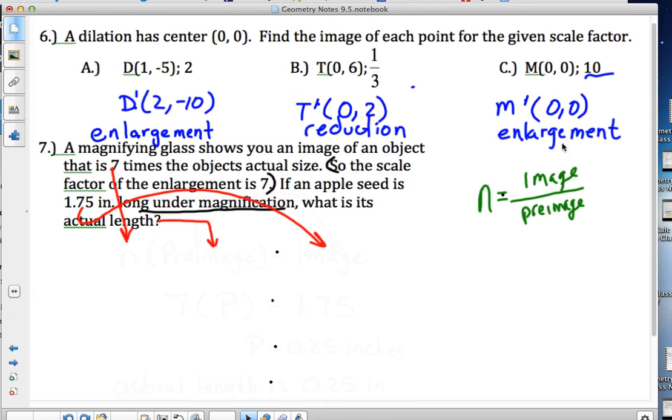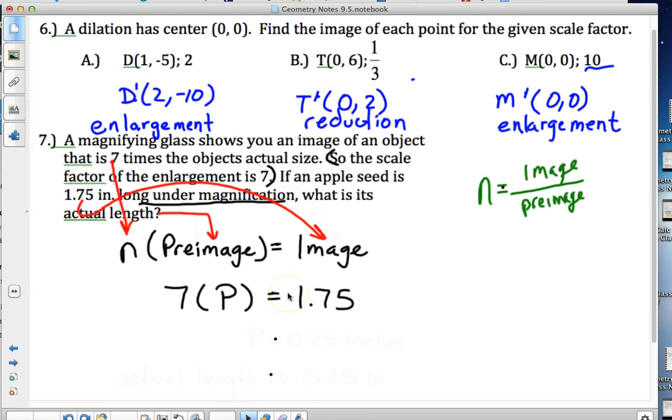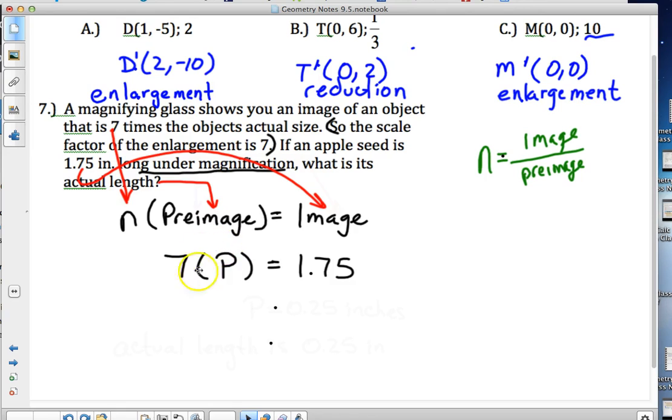In problem 7, a magnifying glass shows you an image of an object that is 7 times the object's actual size. So the scale factor of the enlargement is 7. If an apple seed is 1.75 inches long under the magnification, what is its actual length? So I'm setting this up a little different. Remember, it used to be image over pre-image, but I just kind of went n times the pre-image, and they're asking for the actual length, and I know n is 7, so if I take 7 times the actual length, I get my image. My image here in this problem is 1.75, so I can set this up, and p I'm using as pre-image. Now if I divide by 7, I find out that p is 0.25 inches.